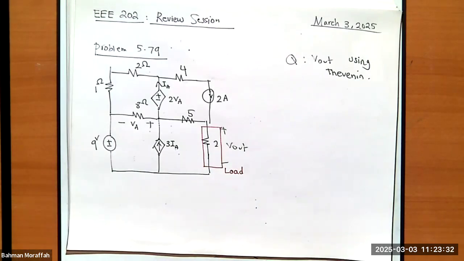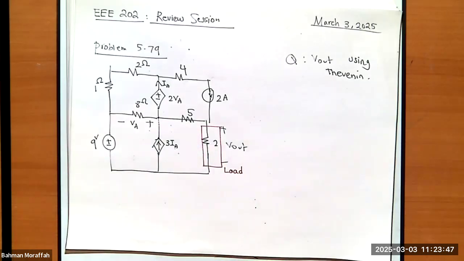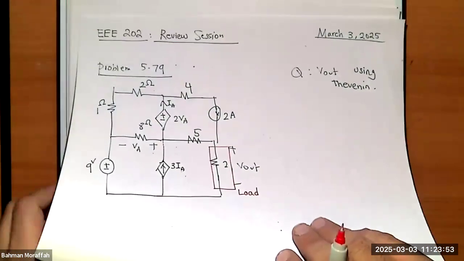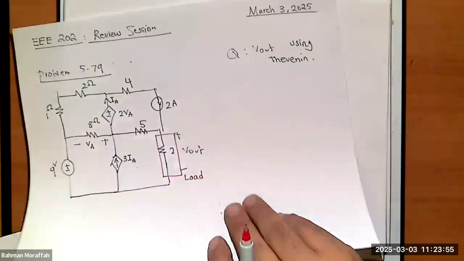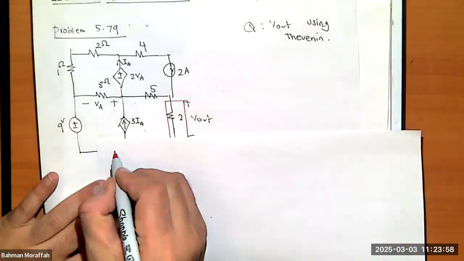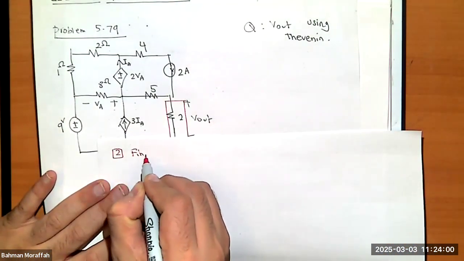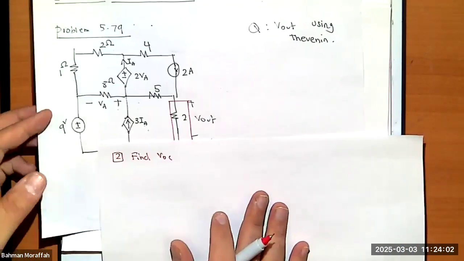Since we want to find like Thevenin equivalent, what is the second step? We have to find V open circuit, or V Thevenin. And the idea is that I have to remove the load, leave those terminals open, and find voltage across it, right? So the second step is to find the open circuit.